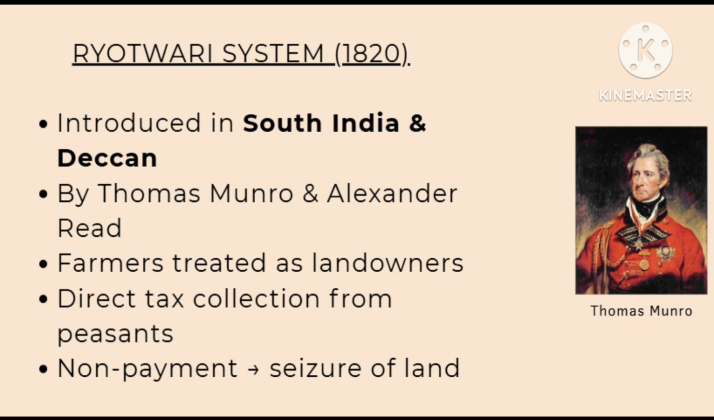Ryotwari system, 1820. The Ryotwari system, introduced in 1820, was implemented in South India and the Deccan. In this system, farmers were treated as landowners. Moreover, tax was collected directly from the farmers. However, failure to pay taxes led to the seizure of land.